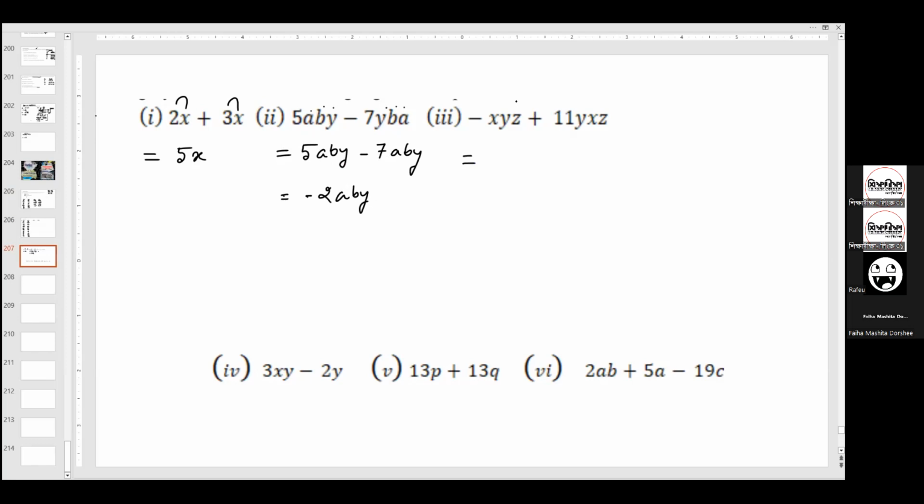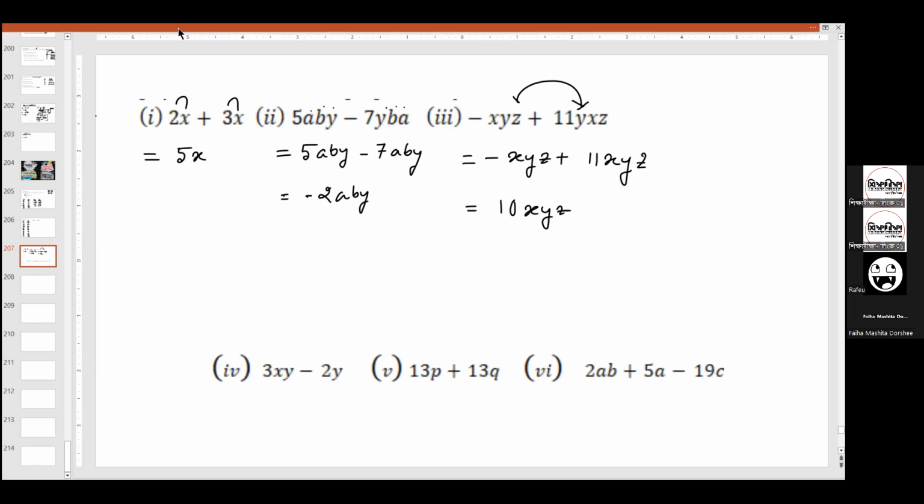যদি আমি এটা করি, so since they are similar we can go for the subtraction and addition. We can go xyz xyz, right? So আমাদের কাজের সুবিধাতে আমরা লিখলাম xyz plus 11 xyz, and that is going to be 10 xyz. বুঝতে পারছি?